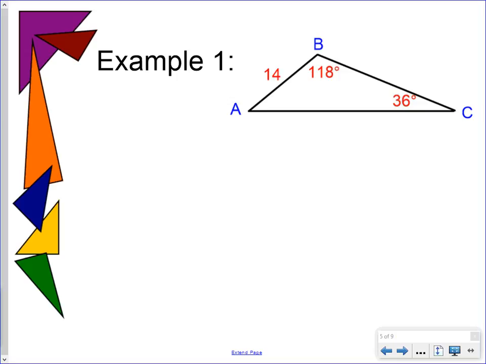So just write this. Yes. You got it. Sine 36 over 14.